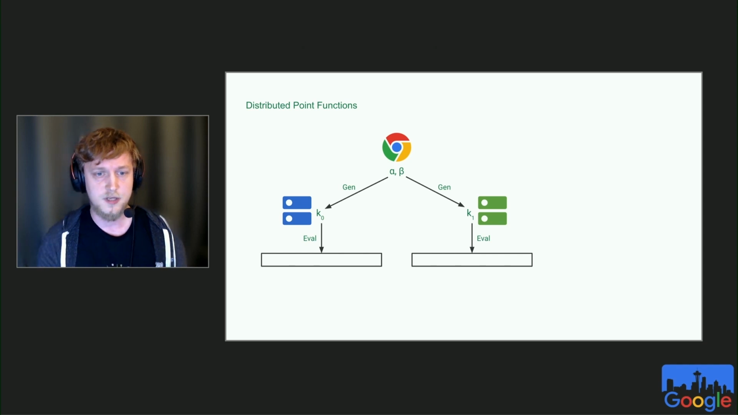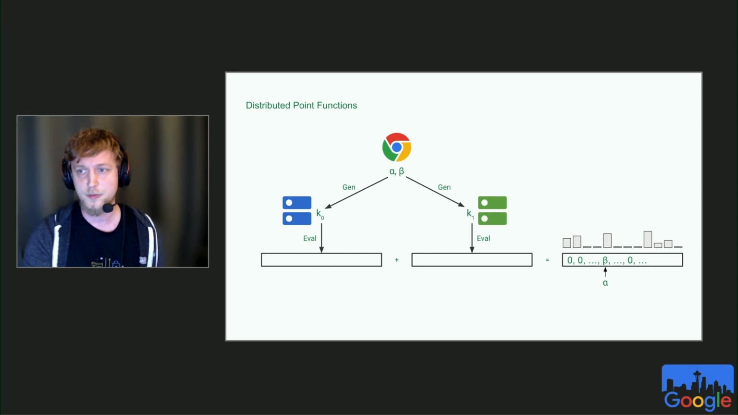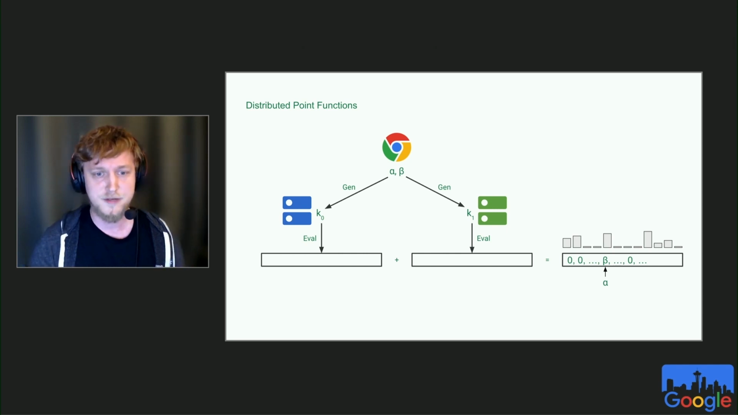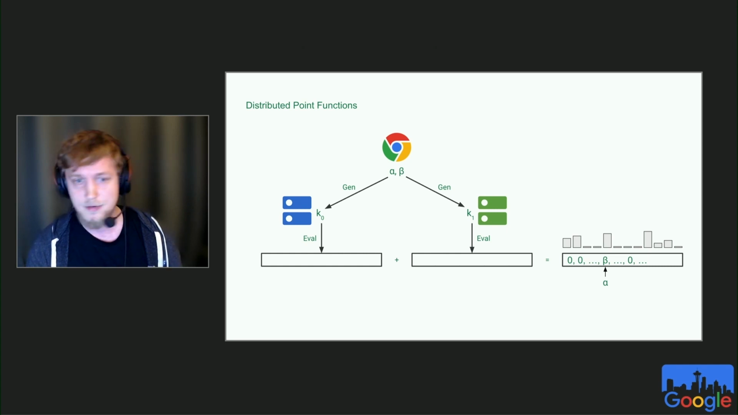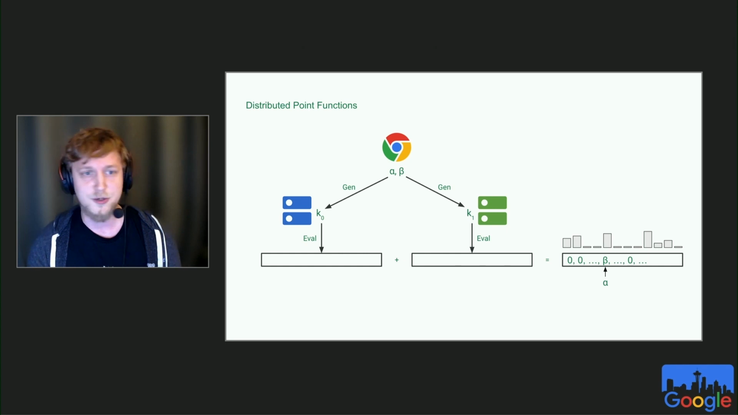So the servers can now locally take these small keys and expand them to long vectors. Next, please. And then only if you add up these long vectors, you get back your histogram. What's nice about distributed point functions is that they come in an incremental flavor as well. That allows you to not only evaluate the entire domain at once, but to evaluate a prefix of the domain. And that allows you to scale to really large domains. So next slide, please.